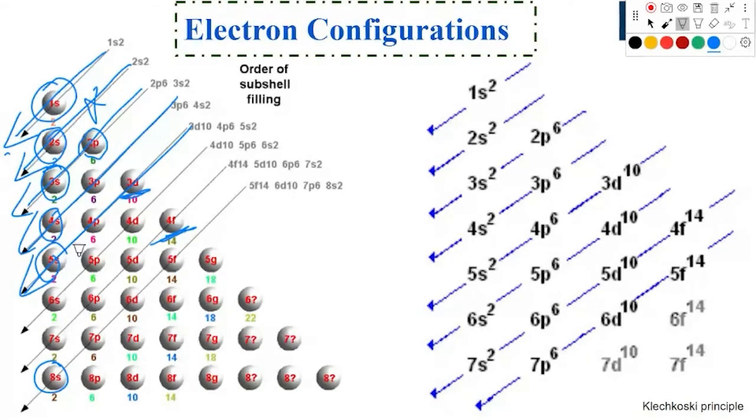Okay, now we can use the same element, iron, right? So iron has what? 26 electrons, correct? 26 electrons. Okay, how to write this?